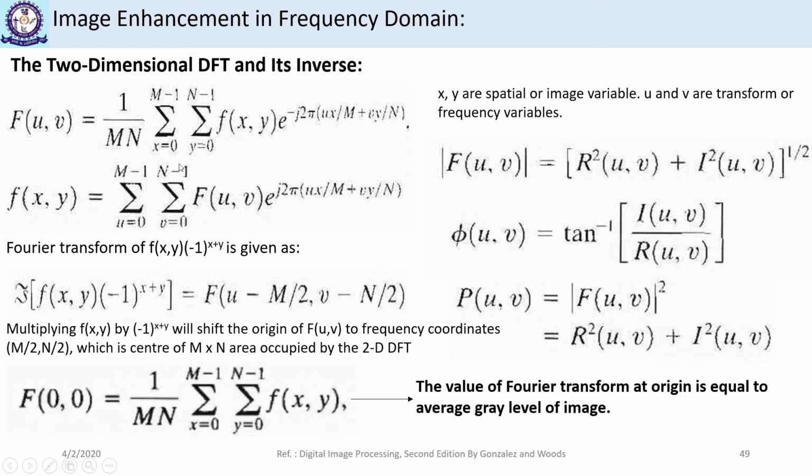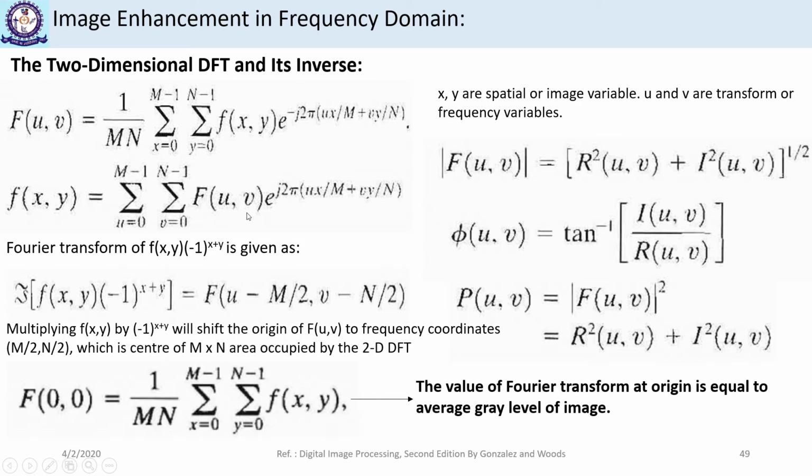Corresponding to x we will have a frequency variable u, and corresponding to y we will have a frequency variable v. So F(u,v), that is the frequency domain signal corresponding to f(x,y), is given by 1 divided by mn, summation x varies from 0 to m minus 1, y varies from 0 to n minus 1, f(x,y) e raised to the power minus j 2 pi (ux/m plus vy/n), and its inverse is given by this formula.